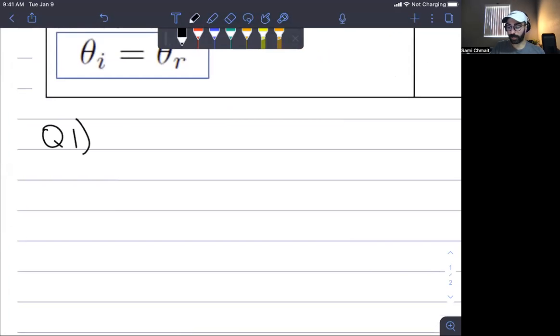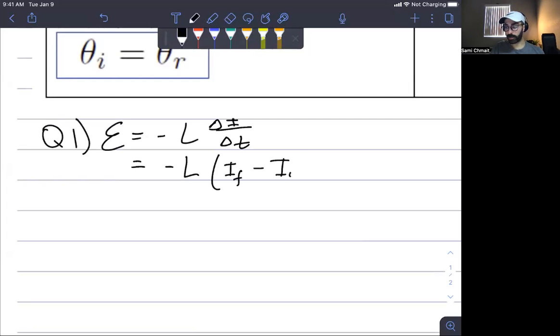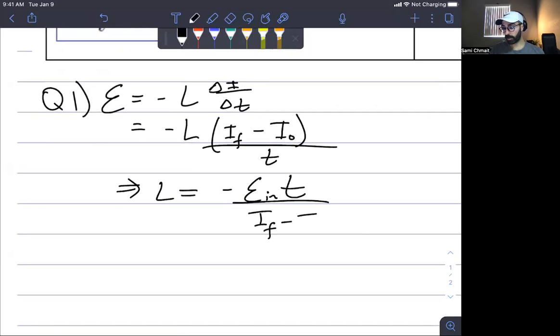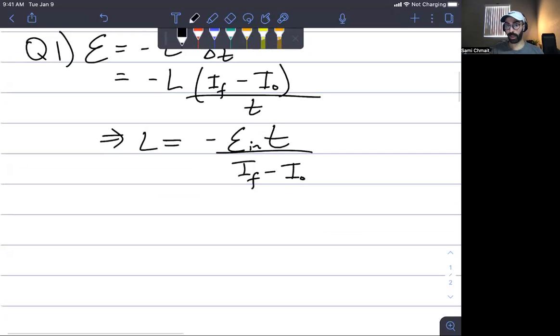So, self-inductance. Which equation are we going to use? You better believe it's the self-inductance equation with a delta I over a delta T, right? So what does that come out to be? It's going to be the final minus the initial divided by T, right? So we're going to rearrange this equation to solve for L now. So L is going to be equal to the EMF times T over the final minus the initial. We're going to do some cancellations. L is going to be equal to 2.4 H.